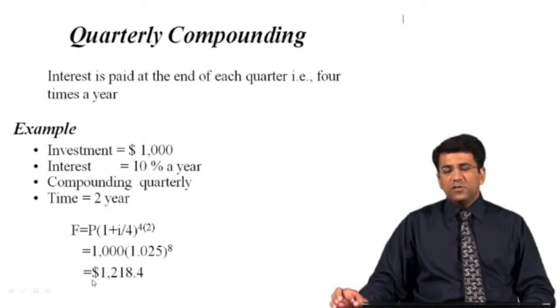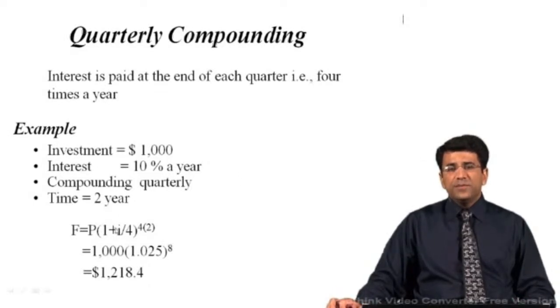is equal to $1218.4. So students, in this example, because the compounding is done quarterly, we divided the interest rate by 4, and the number of years is multiplied by 4. By making this change, we can get the future value of money when the compounding is done quarterly.